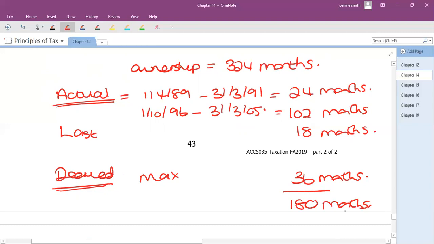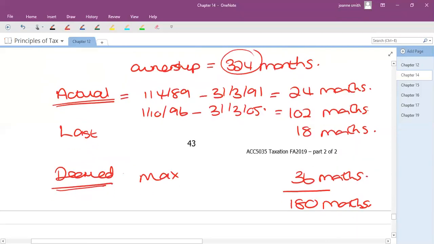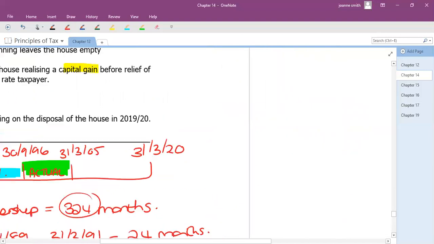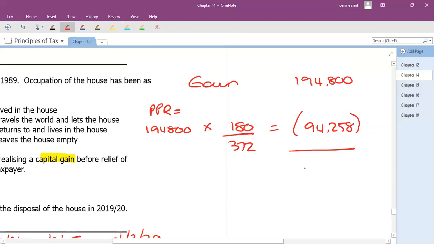So the first thing we're going to do is we're going to say of the ownership period of 324 months, 180 of them are going to be exempt. So 194,800 times 180 over 372 gives me a reduction of 94,258. That's similar to what we've done with all the other questions.